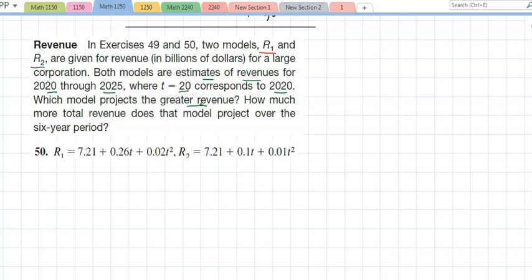The 6, because 2020 is 1, 2021 is 2, 2022 is 3, 2023 is 4, 2024 is 5, and 2025 is the 6th year. So this is how we could do this. We could say, you know what? Take the integral from 20 to 25 and take R1 minus R2, and I'll tell you what that means in a minute. Take R1. Already made a mistake.